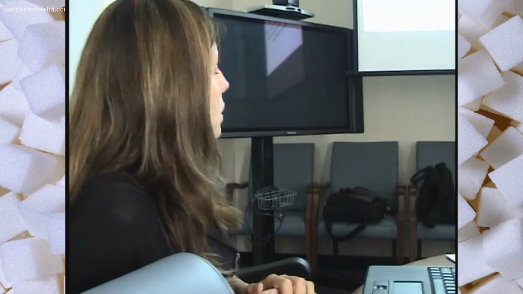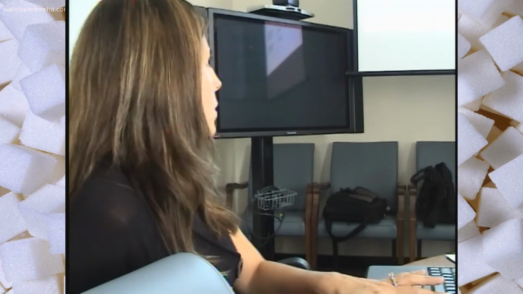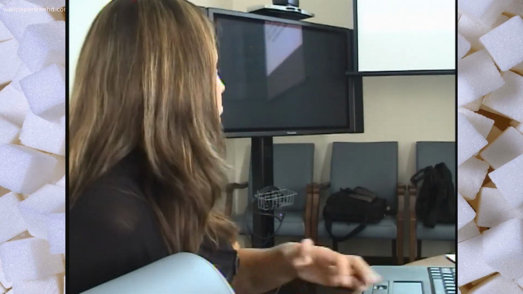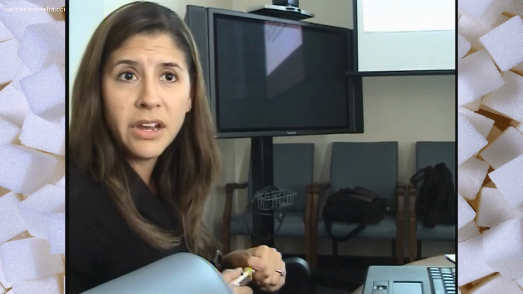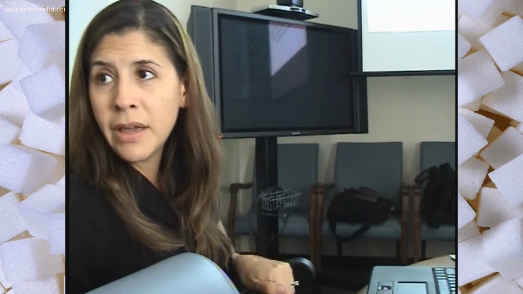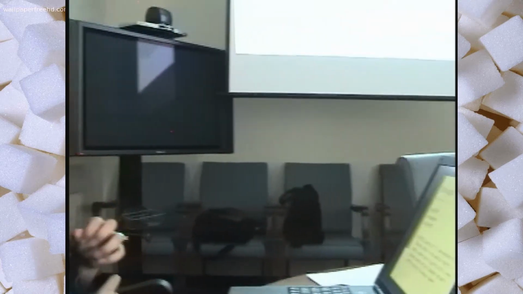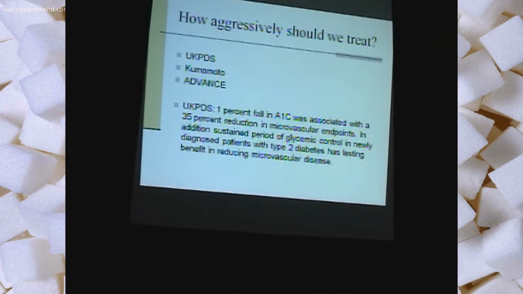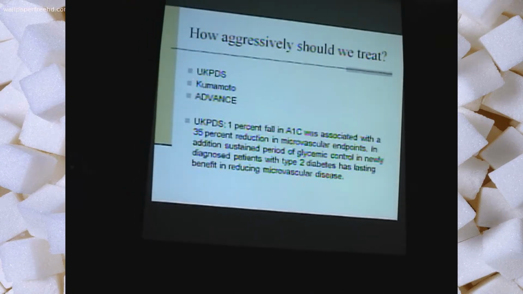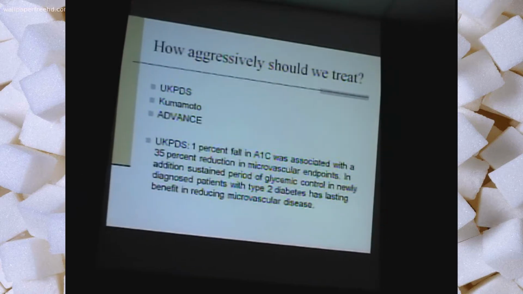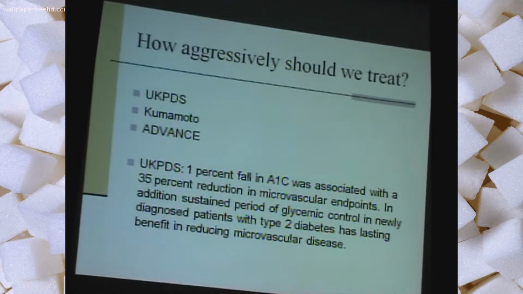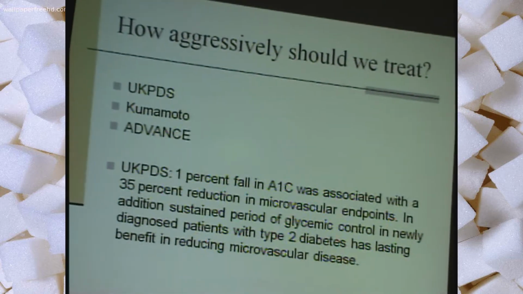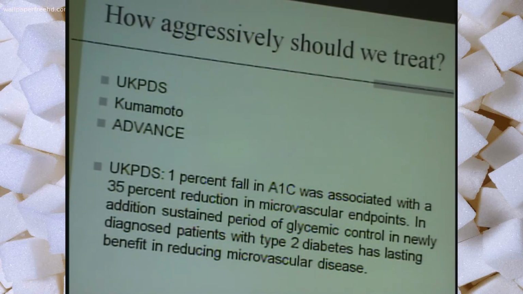So after all those studies came out, the question was, how aggressively should we treat our patients? Is there any benefit at all of achieving a hemoglobin A1C of 7? There are other studies, the UKPDS, the Kumamoto trial, and another arm of the ADVANCE, that looked at microvascular endpoints, reduction of neuropathy, nephropathy, and retinopathy in diabetics.